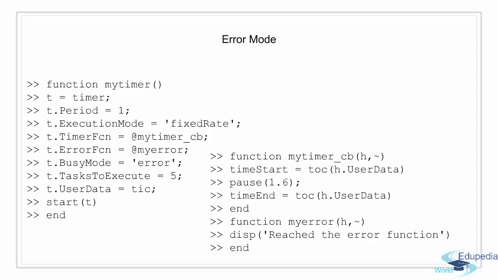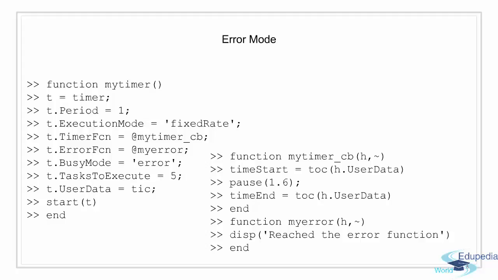There is another mode in the busy mode property, the error mode, that is very similar to the drop mode. In both modes, the timer allows only one instance of the callback in the execution queue. However, in error mode, when the queue is non-empty, the timer calls the function that you specify using the error function property and then stops processing.